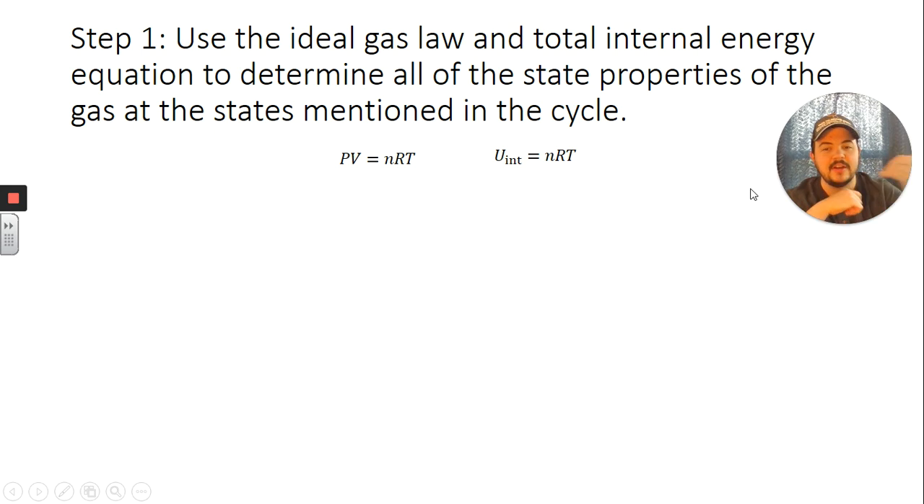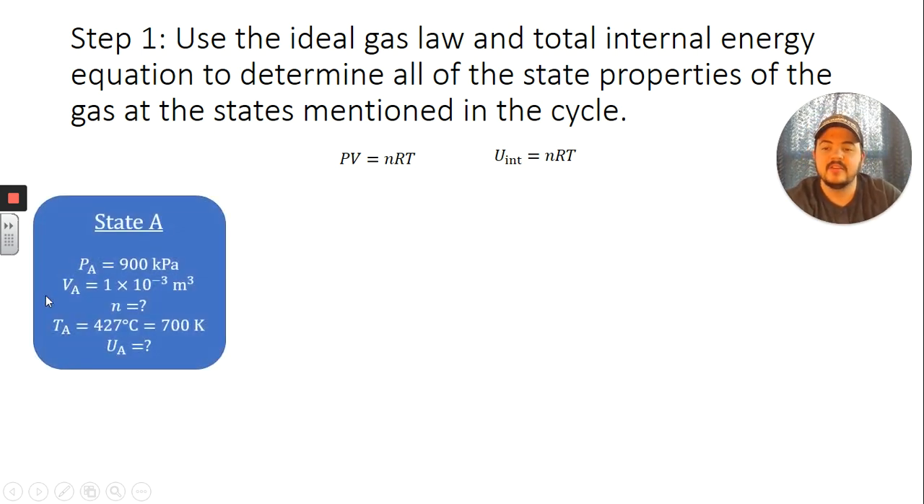I like to have an organized list of each state and all of its state variables. So here we go. State A: pressure, volume, number of moles in the gas, temperature, internal energy. Those would be the state variables for that state. We know state A is at a pressure of 900 kilopascals. It's at 1 liter, which is 1 times 10 to the minus 3 cubic meters in SI units. We don't know how much gas we have, but we do know its temperature is 427 degrees Celsius, or 700 Kelvin. And we don't yet know the internal energy.